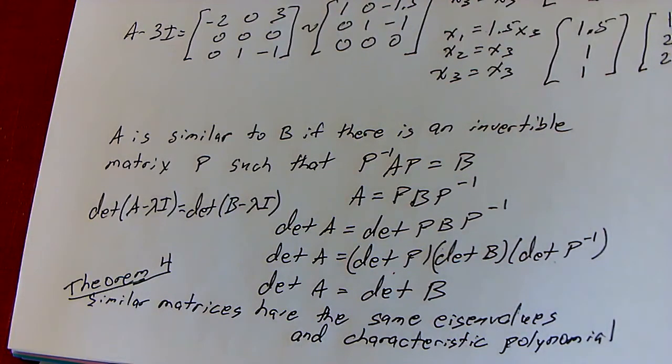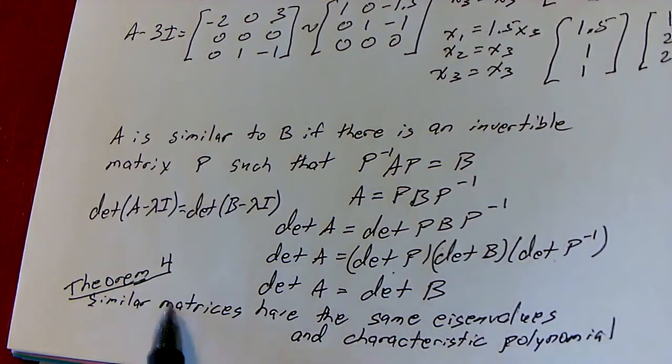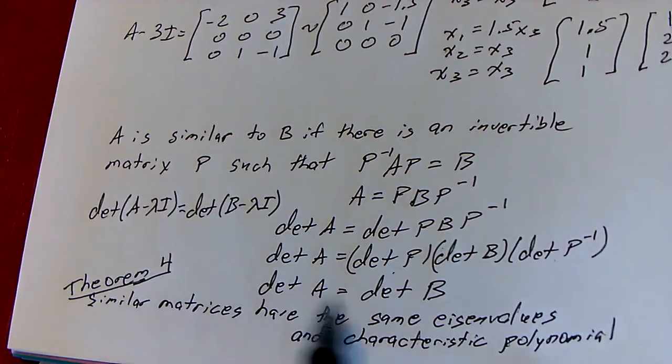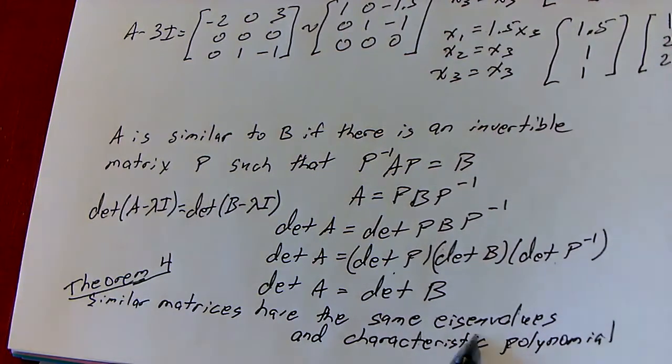Okay, and just because this is a theorem in one direction, just because two matrices have the same eigenvalues doesn't mean they're similar. So it only goes one way. Similar matrices, same eigenvalues. If you have the same eigenvalues, you may not be similar. There's no reason to assume that would be the case.